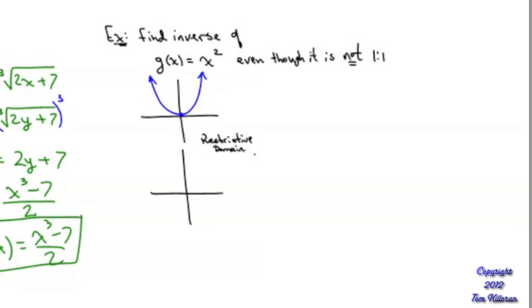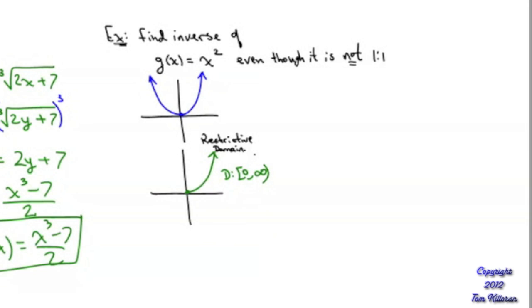It has to contain the entire range. Do I need both arrows pointing up to go off to infinity? No. I just need one. So if I cut one down, how far do I have to cut the left branch down to get the entire range, but also be one-to-one? All the way down to the origin. So if I just look at this part of the graph, is this function one-to-one? Well, yeah. And the restrictive domain on this would be from 0 to infinity.